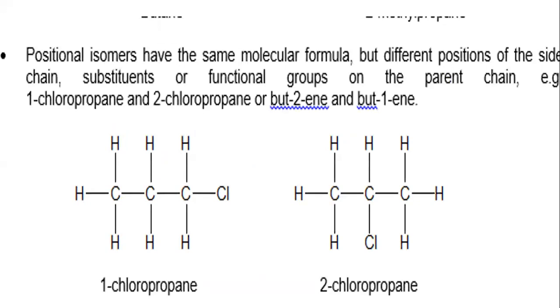You also learned about the positional isomer, where it's the same molecular formula but a different position of the side chain substituent or functional group. So in this case, we have our chlorine here. The chloro is on the first carbon, but in this case, the chloro is on the second carbon. So the two, we call them positional isomers because our functional group has changed position from position 1 to position 2.